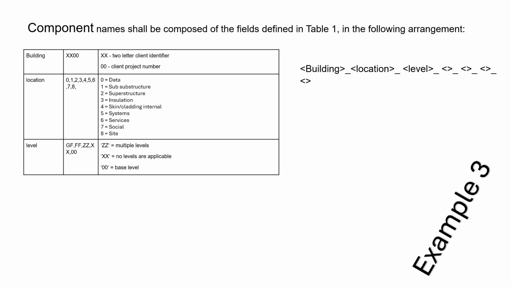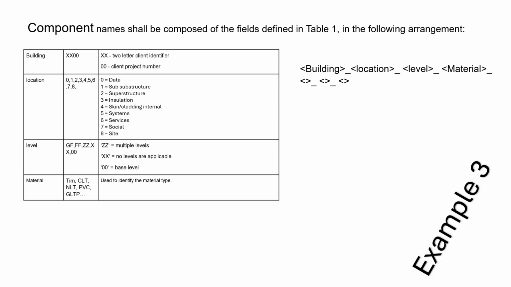The next one was building location level. Level would be ground floor, first floor, or it could be ZZ, multiple levels, or it could be XX, no levels applicable, or it could be 00, base level. This is what we came up with at the time. We're not using it anymore.